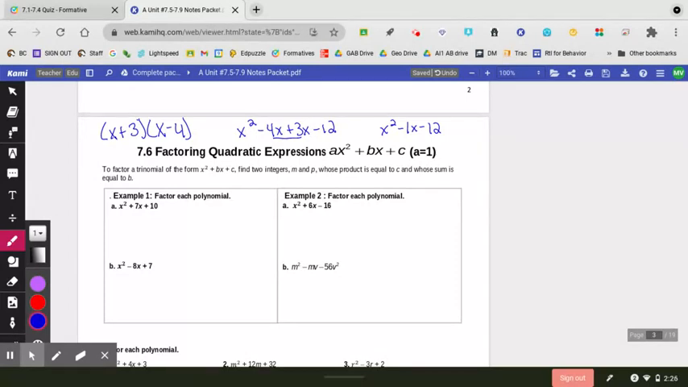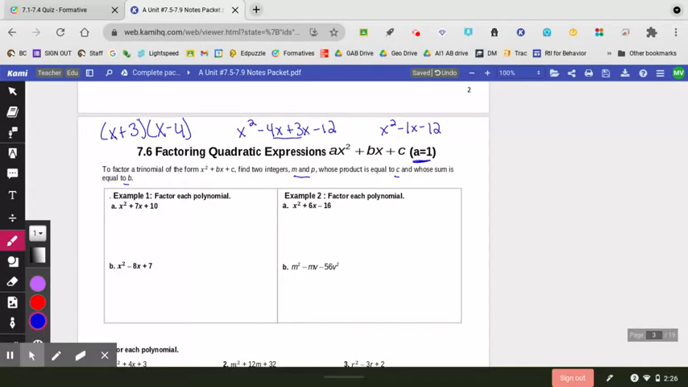So this is in the form ax squared plus bx plus c, where a is always the number in front of x squared, b is in front of x, and c is always our constant. Now, today's lesson, we're focusing only when a is 1, meaning the coefficient of x squared is 1. So when we are factoring these, what we're looking for is two integers, which I called m and p, whose product is equal to c, whose sum is b.